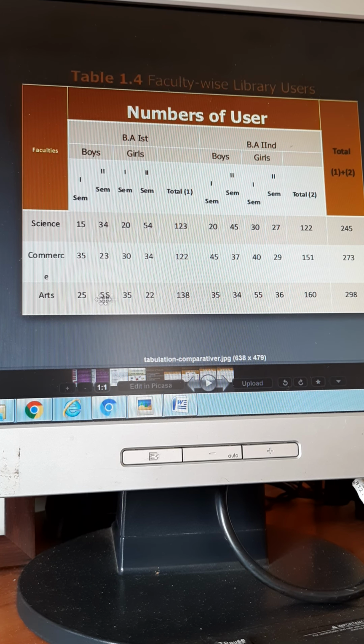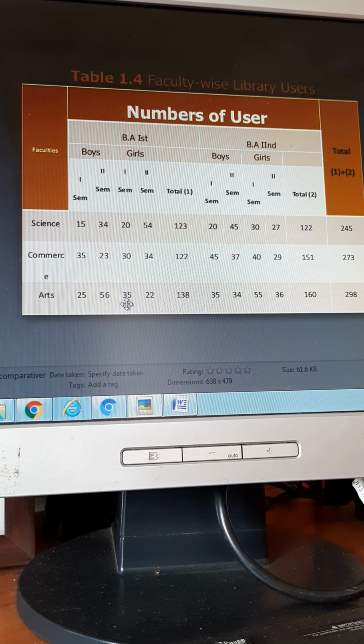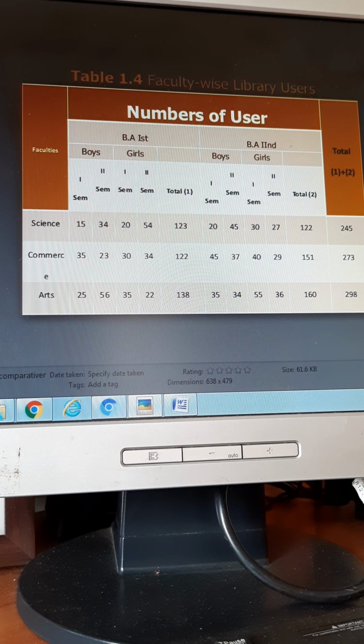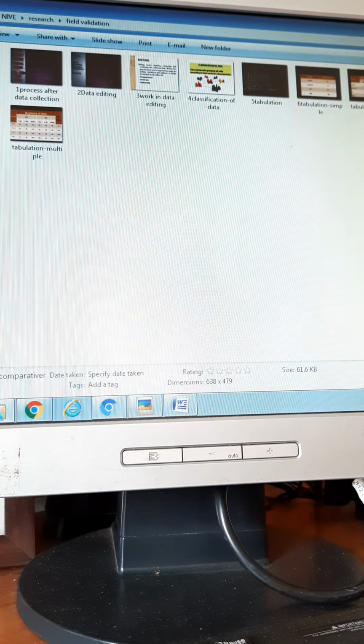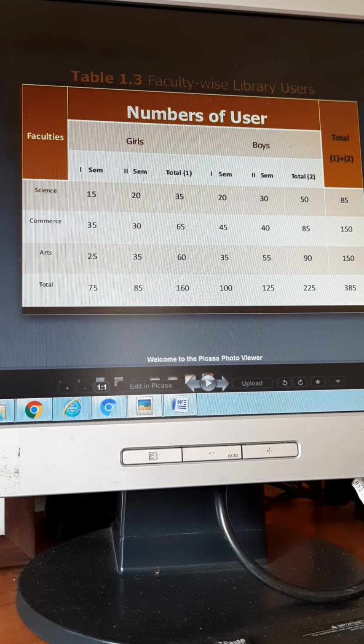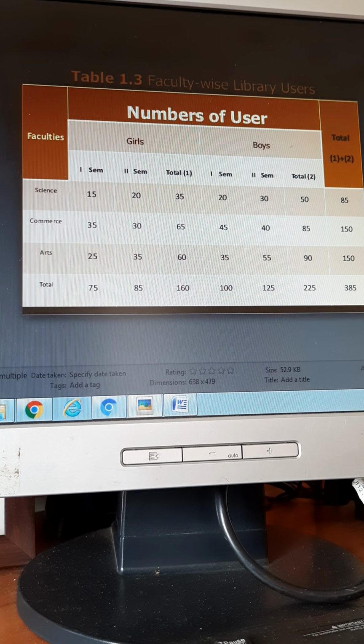Look at these numbers. What does this number say to you? 35, 22, 56 doesn't mean anything. So if you have it as diagrams, then you will be able to make some common conclusions. You will be able to arrive at certain conclusions. So again, a different kind of table.